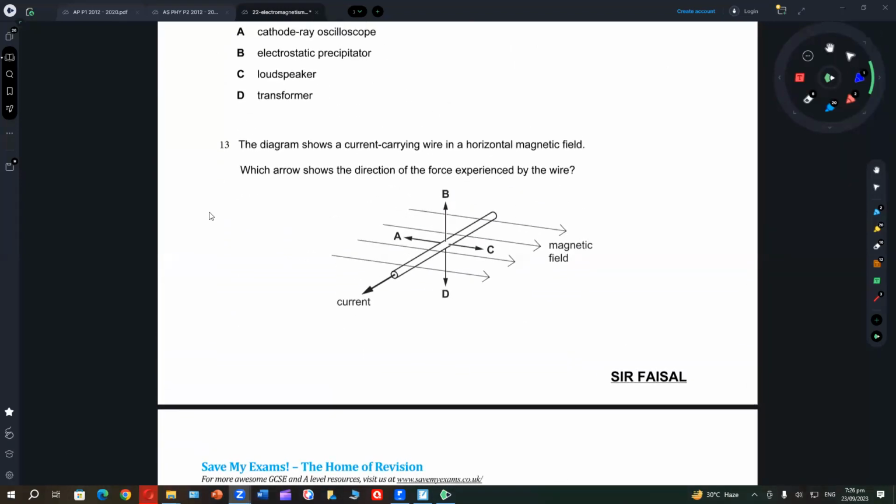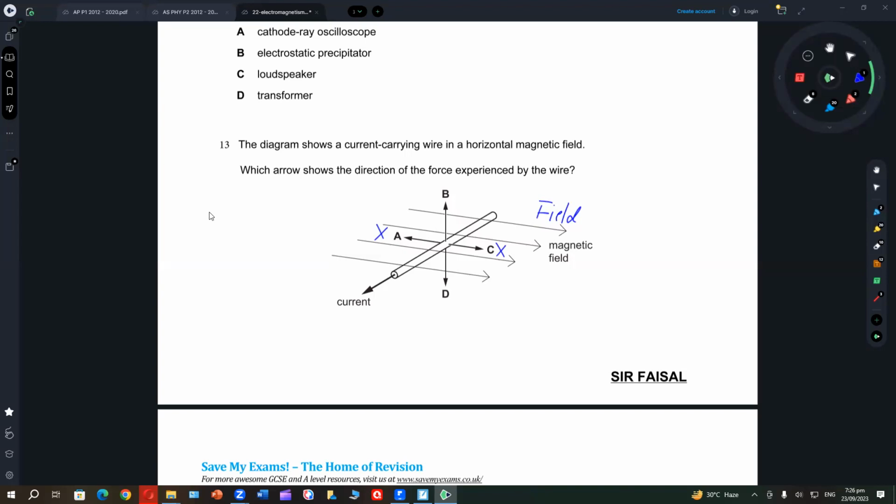The diagram shows a current carrying wire in a horizontal magnetic field. Which arrow shows the direction of the force experienced by the wire? Magnetic field is taking this direction. Current is coming towards you. Remember, the force cannot take the arrow of the current. Force cannot take the arrow of the field. So I will reject A and C because they are parallel to the field.